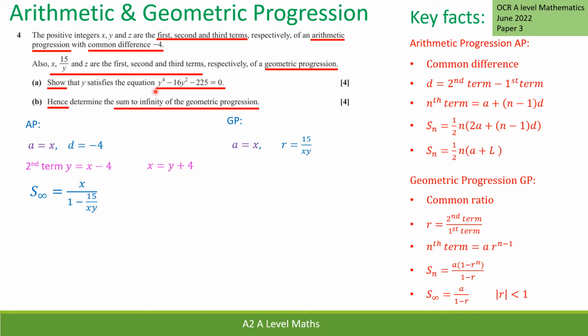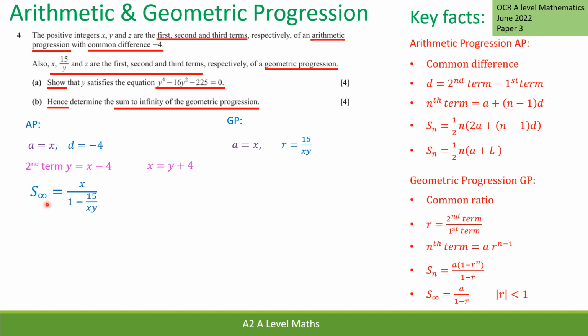Now, luckily, in part A, we came down to a quartic equation. And the question here in part B says hence. That means use your answer in part A to find y. So we've got to use this answer here to work out the value of y. Once I've got my value of y, I can then work out a value of x. Once I've got a value of x, I can then substitute x and y into this equation here to work out the value for the sum to infinity. Press pause, see if you can work it out, then press play when you've got an answer.